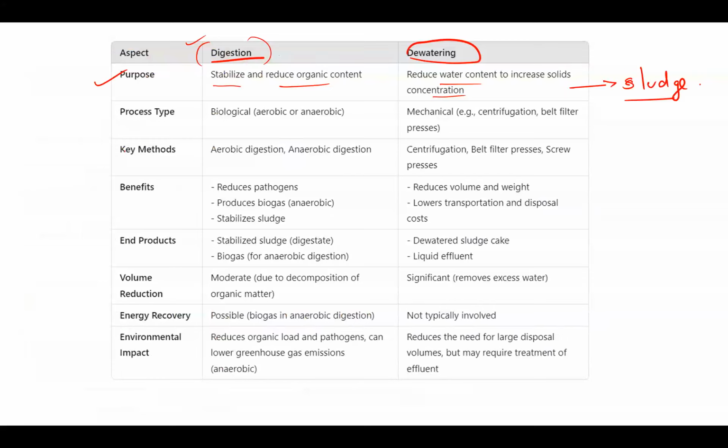So here, you can read this difference between both digestion and dewatering.